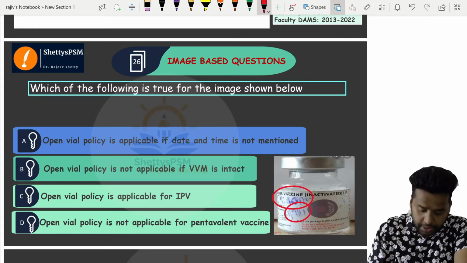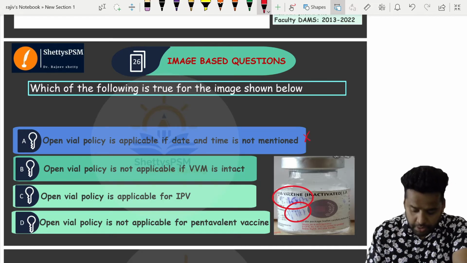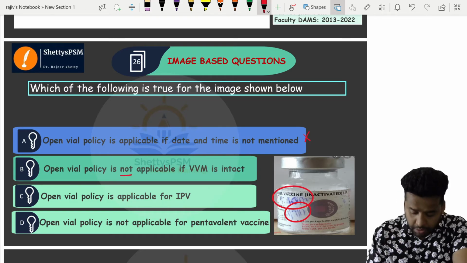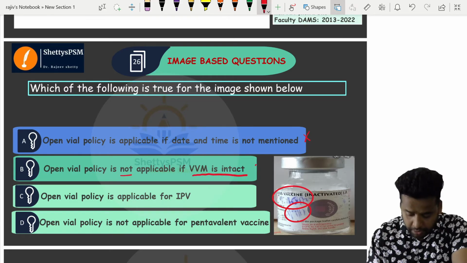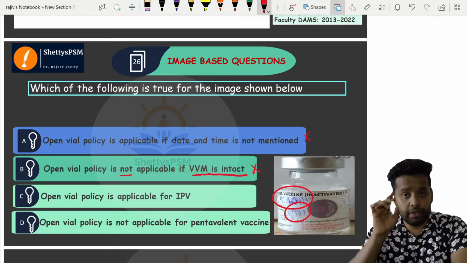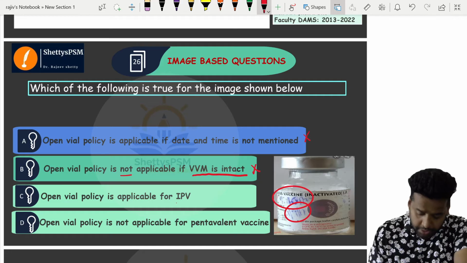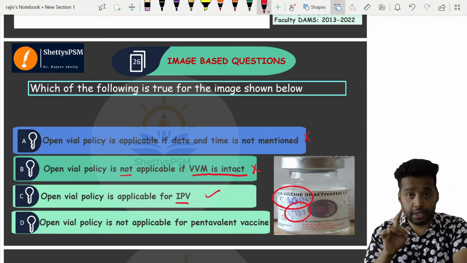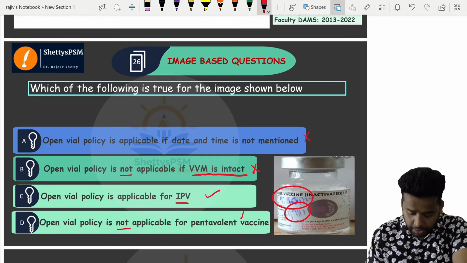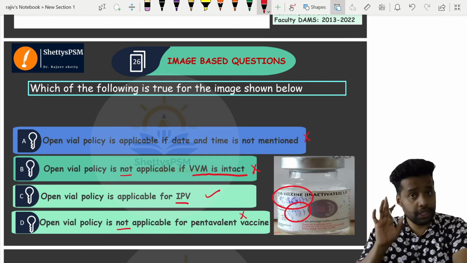Open vial policy is applicable if date and time is not mentioned? No, if mentioned, then only it is applicable. Is not applicable if VVM is intact? No. Open vial policy is applicable only if VVM is intact. Open vial policy is applicable for IPV. Correct. It can be used in the next session. Open vial policy is not applicable for pentavalent? No, it is also applicable for pentavalent.